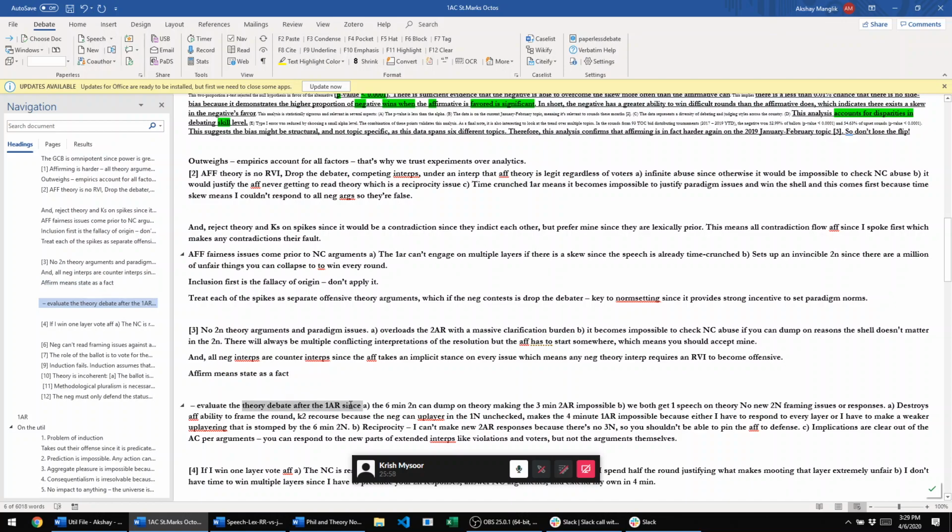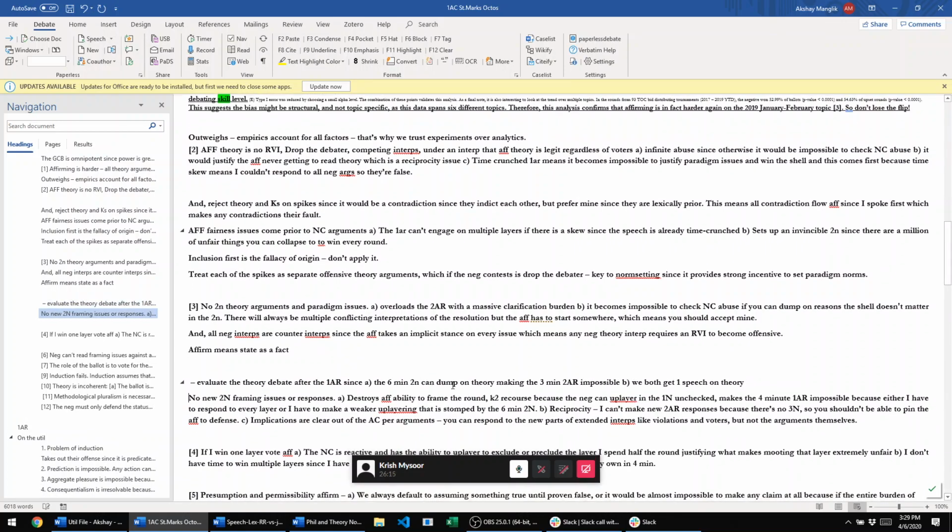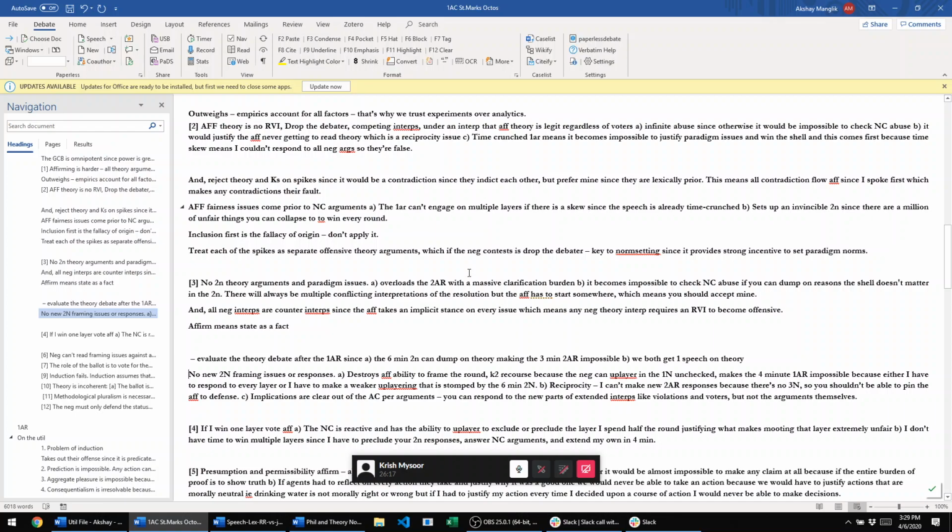Evaluate the debate after the 1AR. Obviously unjustified, because then the AF would always auto-win. No new 2NR framing issues. I think this just means that you can't make refutations on 2NR. Again, means that there's no actual debate, kills topic education, whatever.